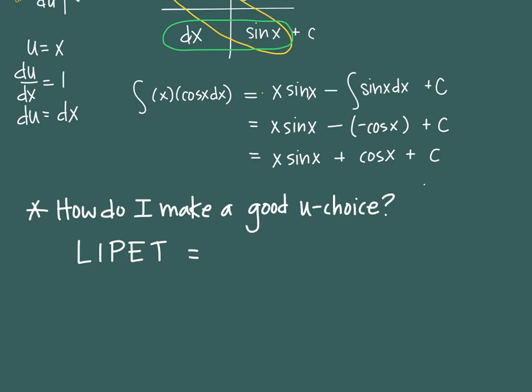So your first choice, if you get to choose, would be an L for logarithm. If there is a logarithm, that's going to be what you choose for u. That would be the top choice, the best choice. I stands for inverse trig. If you don't have a logarithm, but you do have an inverse trig, you're going to choose that as your u, and then everything else will be dv. I didn't have either of those in my problem. I didn't have a logarithm, and I didn't have an inverse trig.